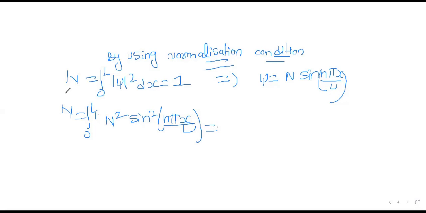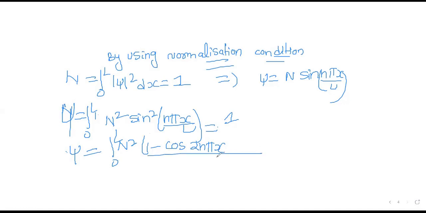Now if you can just see, this is the basic mathematical formula sine square theta, which can be rewritten as 1 minus cos 2 theta by 2. So here we are just substituting that value. We get N square, taking it out of the integral from 0 to L, of 1 minus cos 2 n pi x by L, all divided by 2.